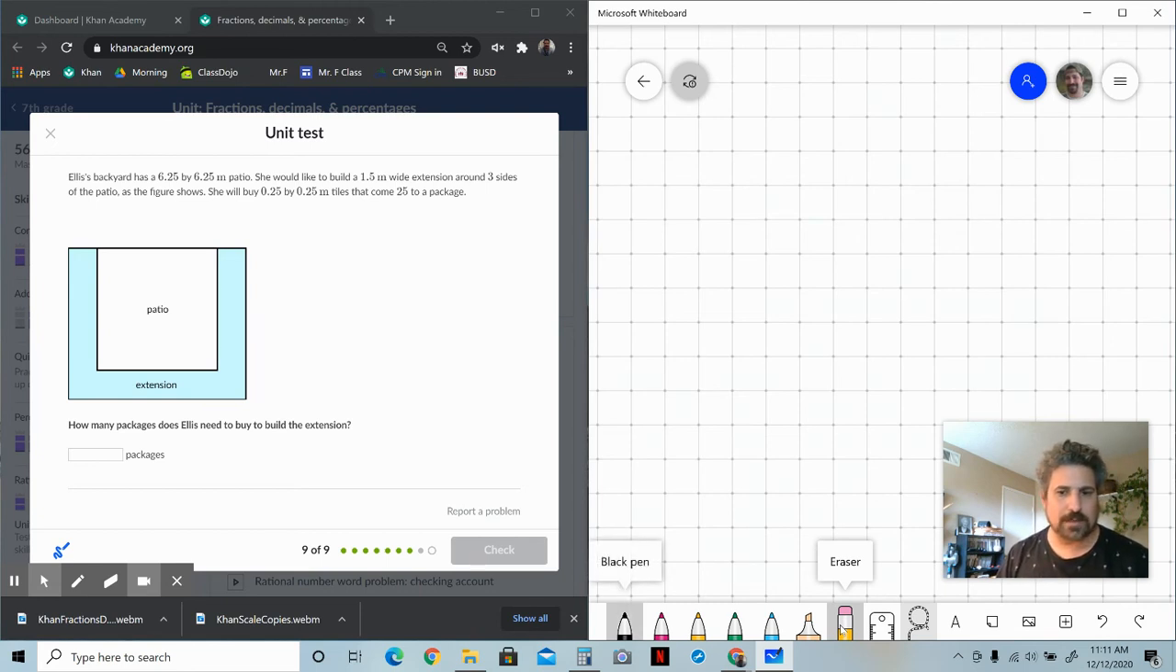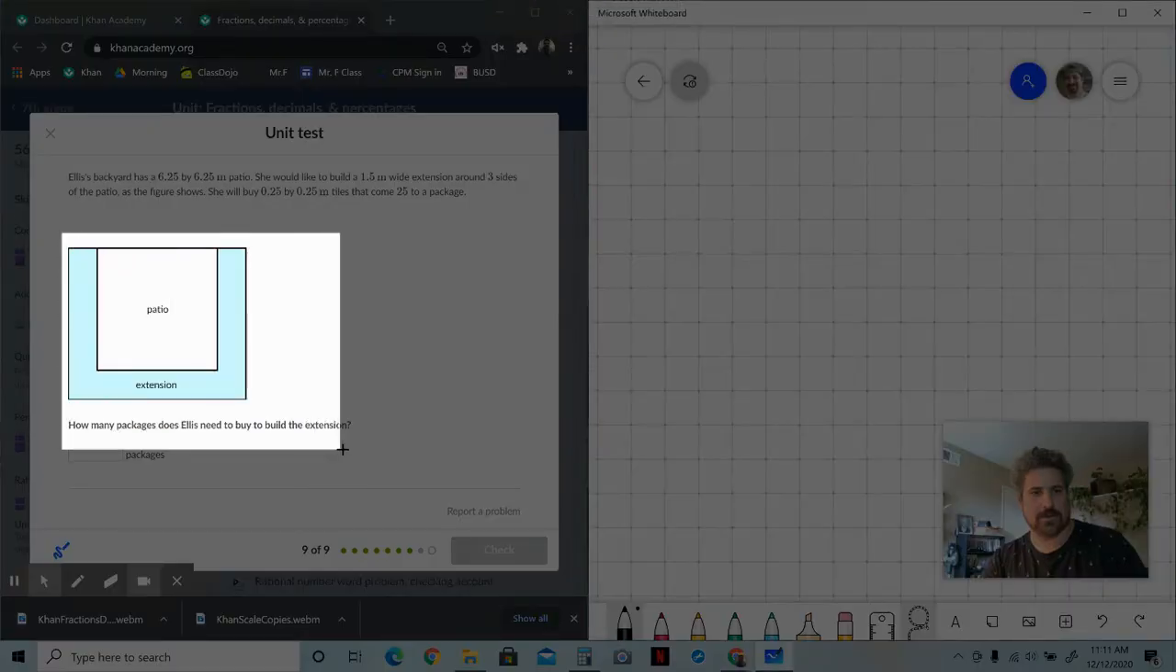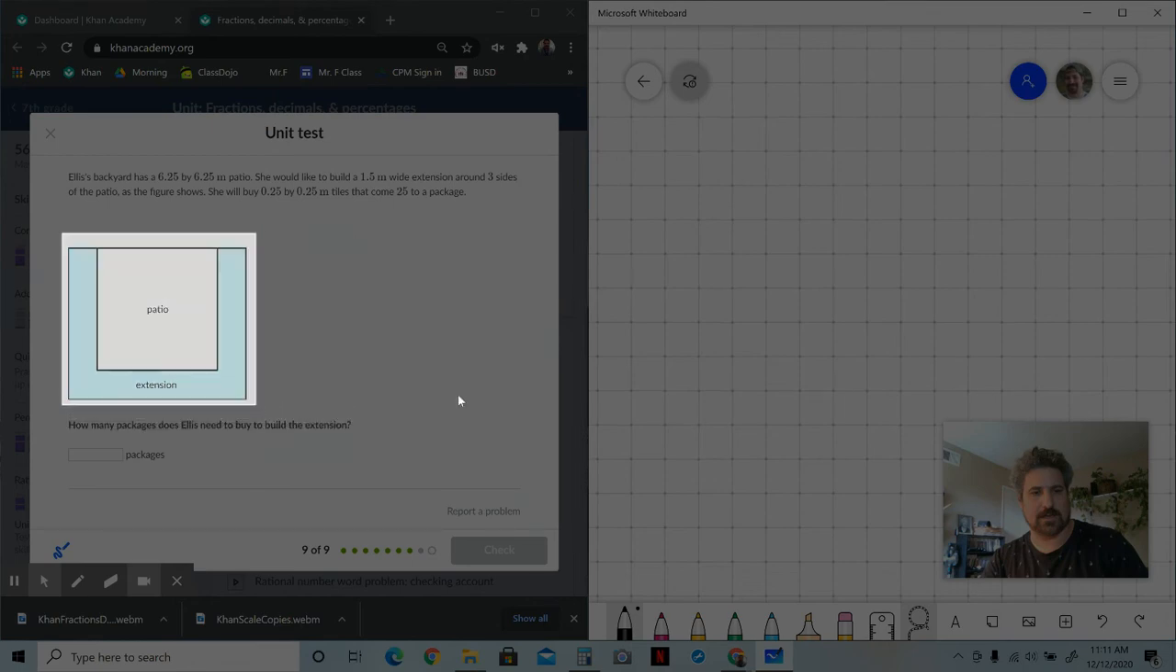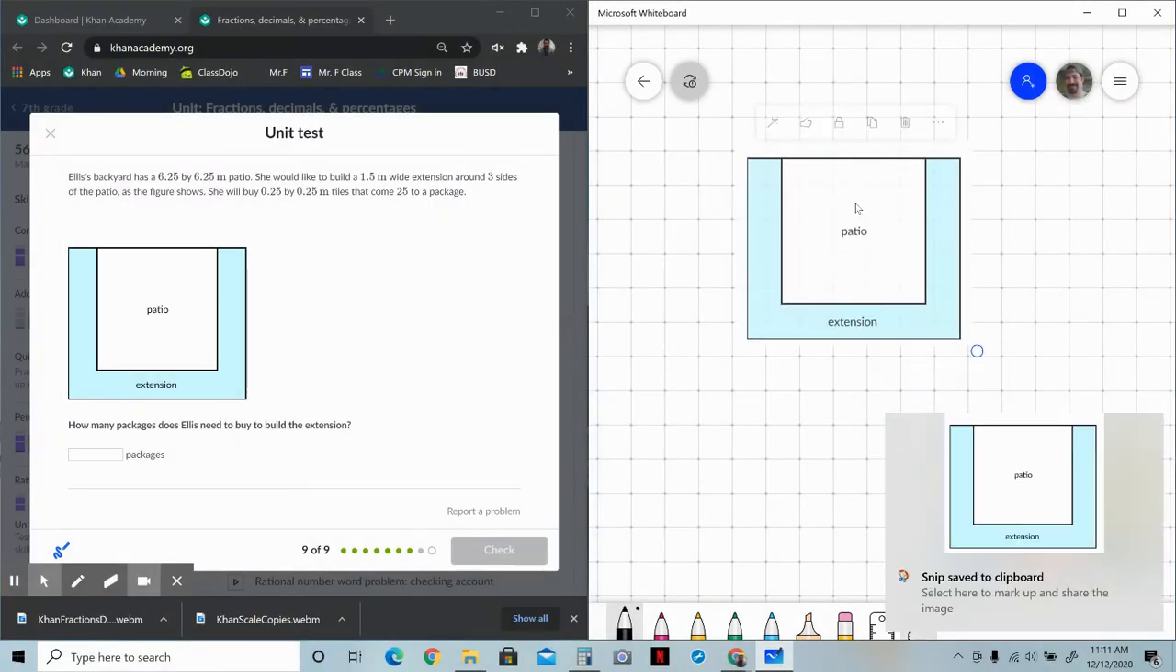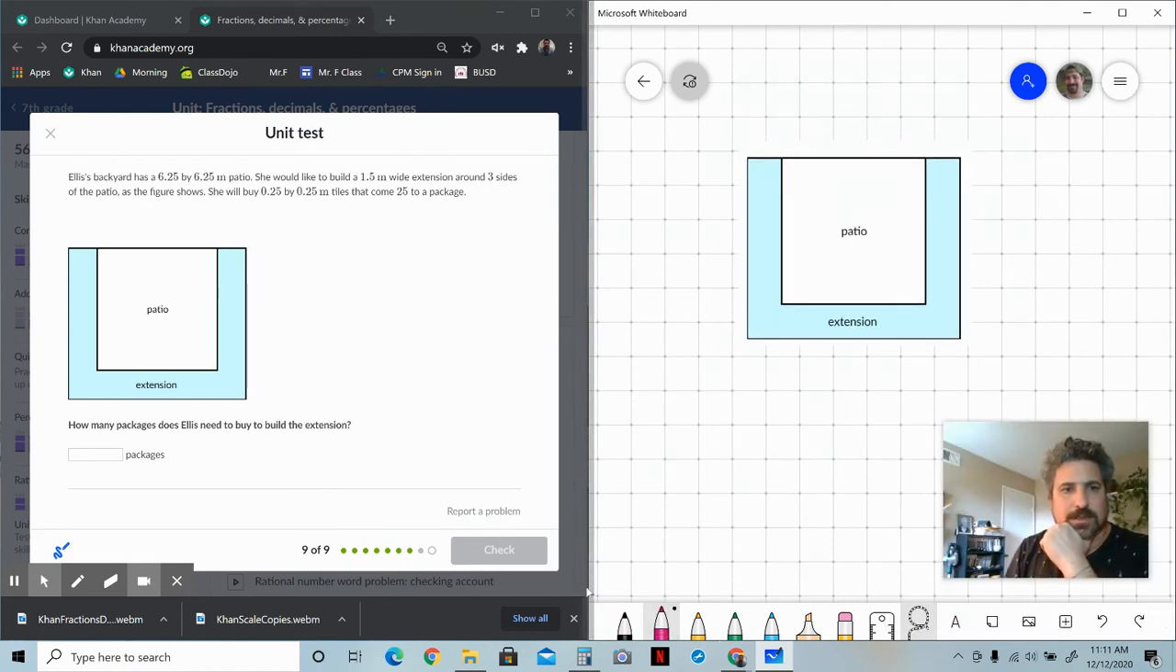So basically, let's investigate this one here. Ellis's backyard has a 6.25 by 6.25 meter patio. Let me just copy this image. Easier for me to mess with it. All right, so here's the image. And let's just write in our numbers as we get given them. So it says 6.25 by 6.25 meter patio. So basically what she's saying is that this patio is 6.25 meters by 6.25 meters. Okay, so that's the distances for this patio.